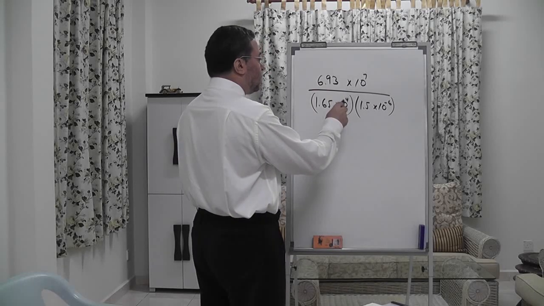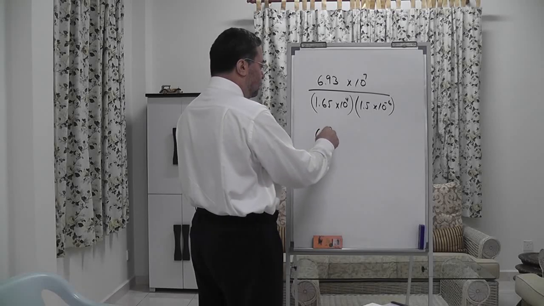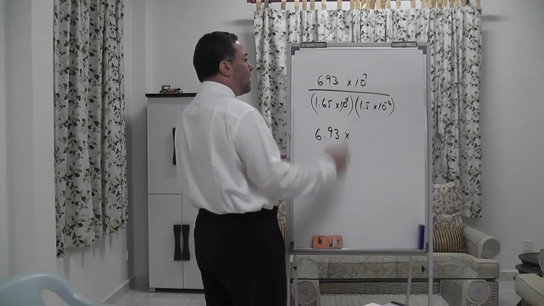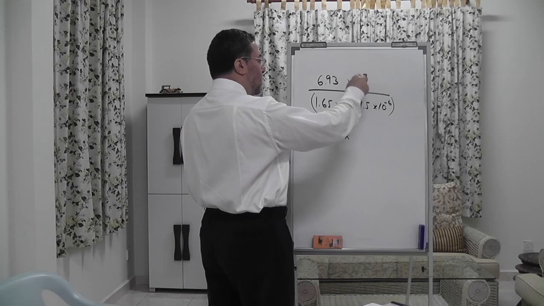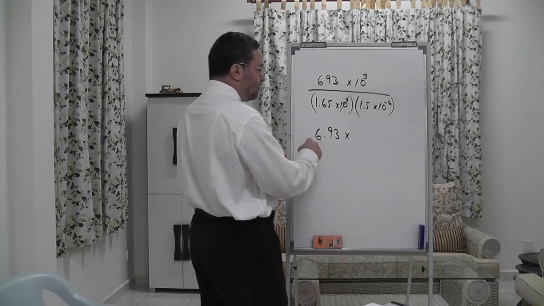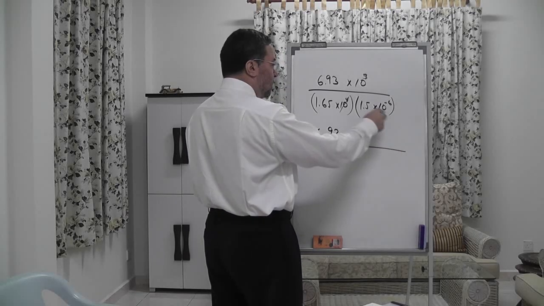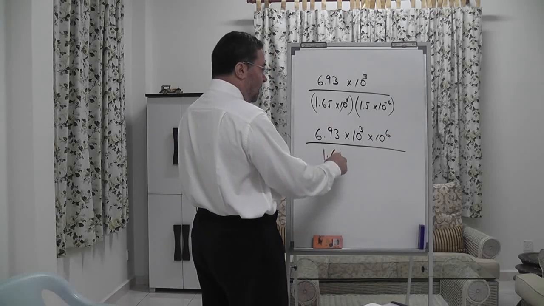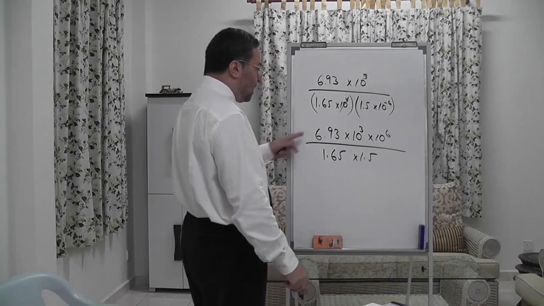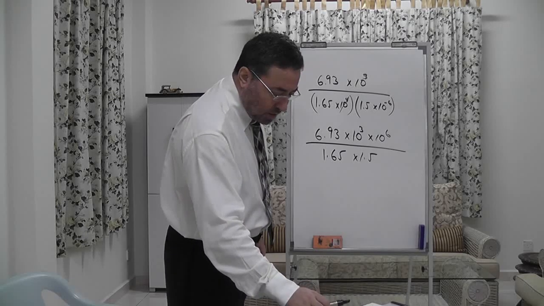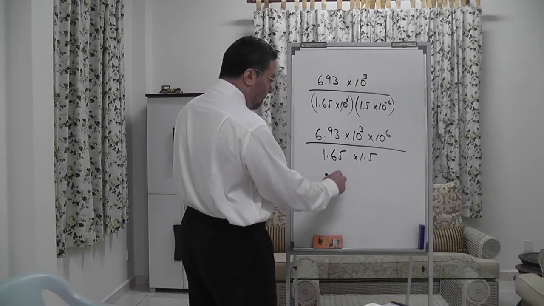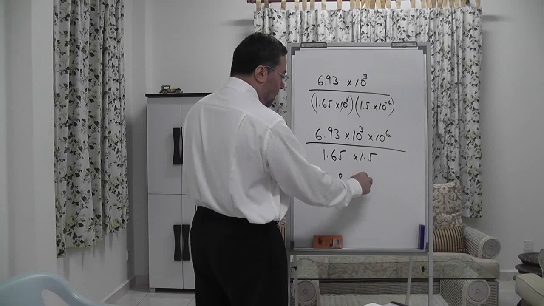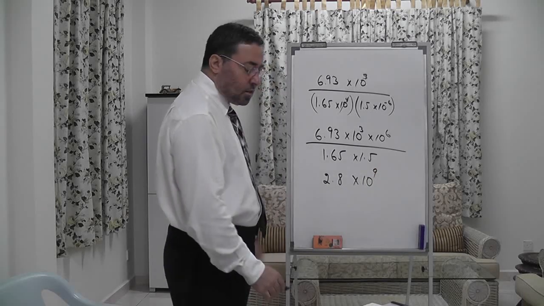Here we can move the powers of 10 up. If you're good with these powers of 10, you can right away cancel this 4 and remove 4 from here, so you end up having 3. And now you move this up and change its sign. Here we have 1.65 times 1.5. And now we divide the numbers, dividing 6.93 by 1.65 times 1.5, and we get 2.8 times 10 to the 9. And that's in scientific notation.